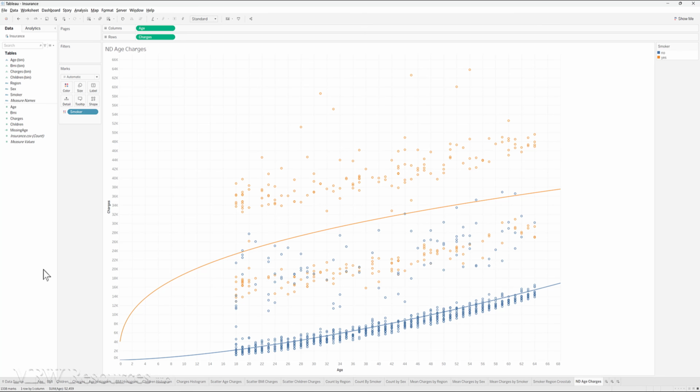So yeah, most of the mid-band, or at least a good chunk of the mid-band, is made up of smokers, meaning a much lower percentage of non-smokers is in that middle band. And then that upper band is pretty much all smokers. All right, so that's interesting.